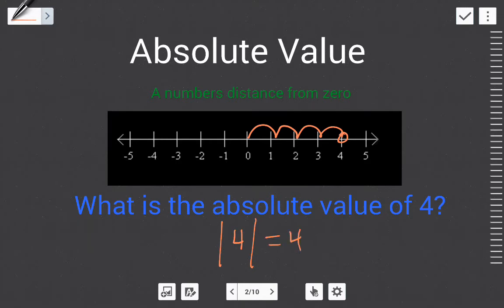You'll notice that I drew two vertical lines. Those are your absolute value signs. And anything inside of those two vertical lines, we have to find the absolute value of.